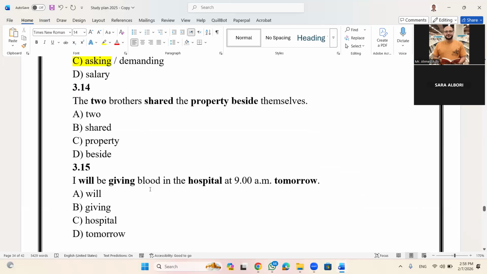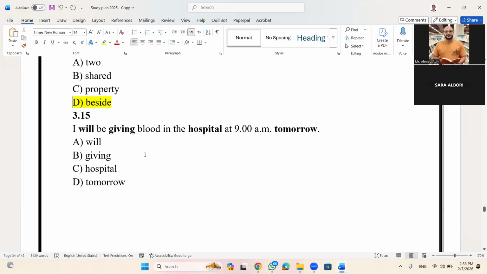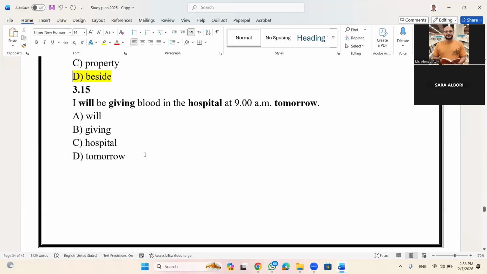The two brothers shared the property beside themselves. Yeah, the two brothers. So the sentence is about two brothers who share the property. A property is like a house or something, besides themselves. Which word does not fit the context here? It's beside. Besides, perfect. Replace it. Between. All right? Should be between themselves. Next.